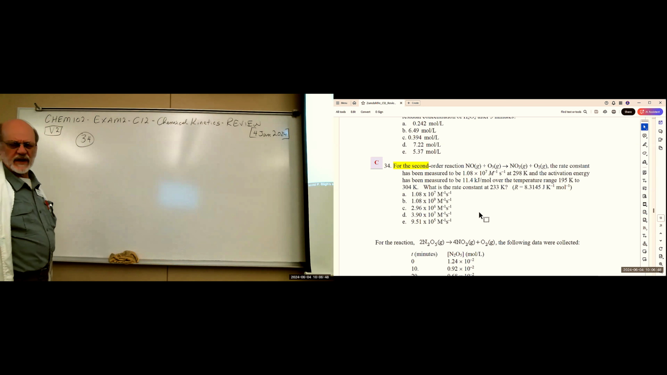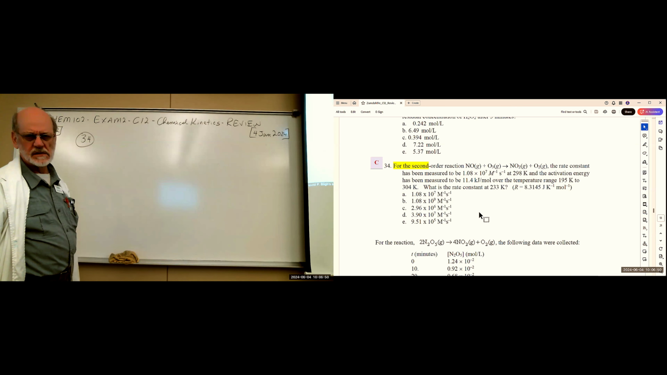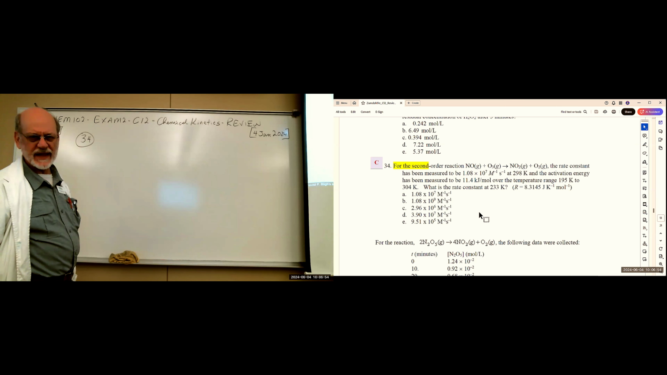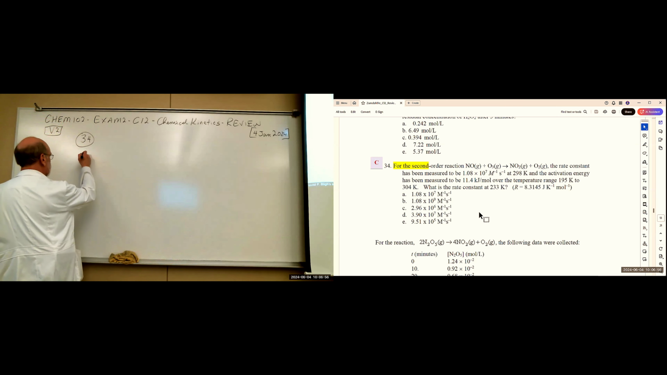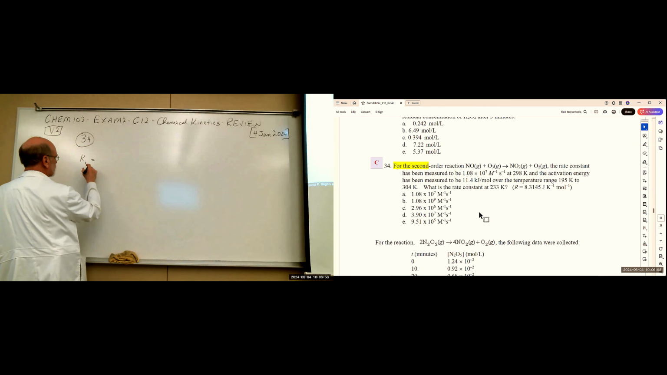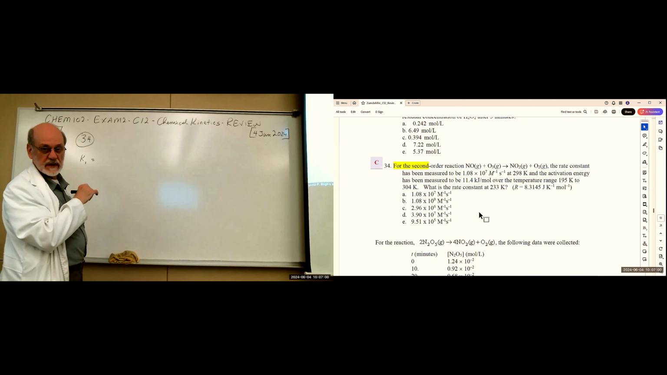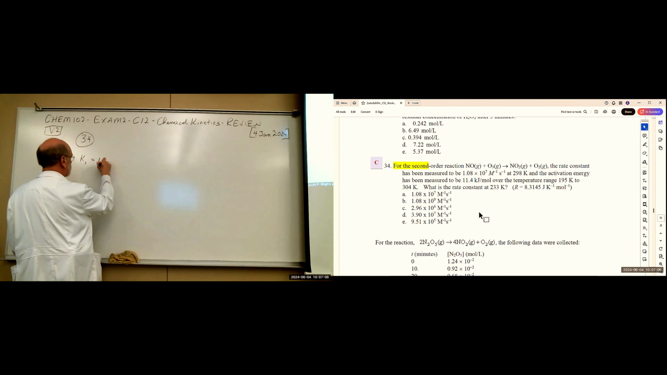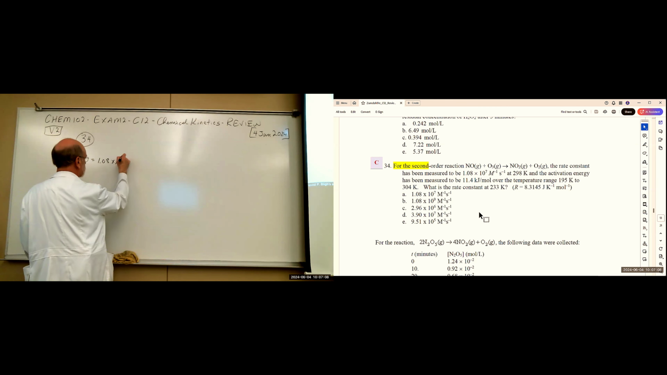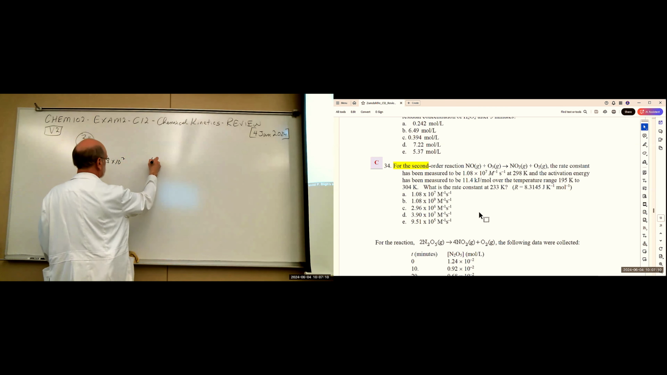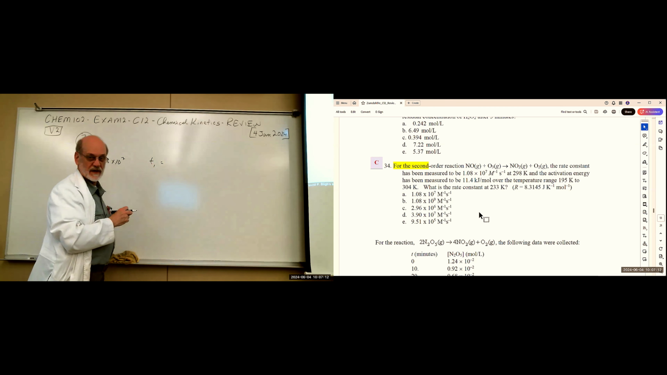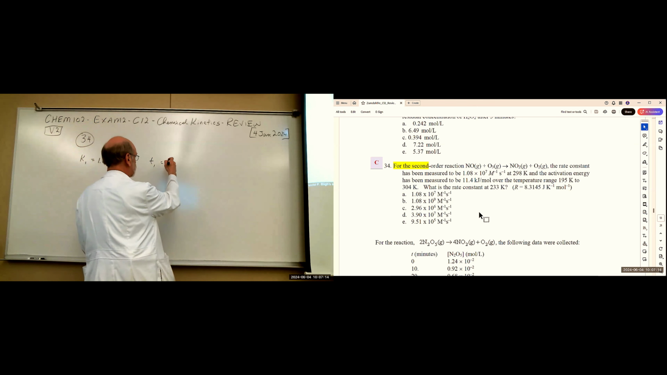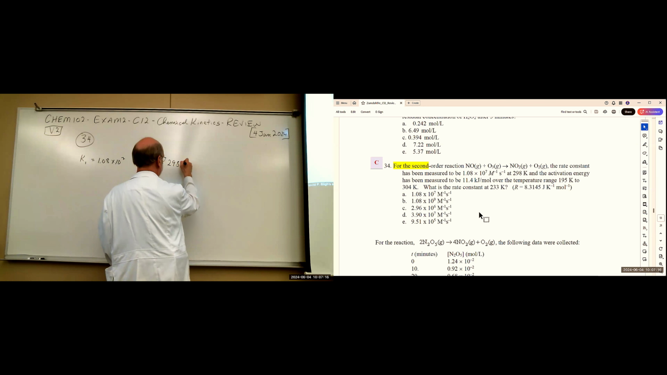Let's put up here what we know. Rate constant at 298 K. So K at this temperature is 1.08 times 10 to the 7th. 1.08 times 10 to the 7th. At what temperature? At 298, right? 298. Okay.